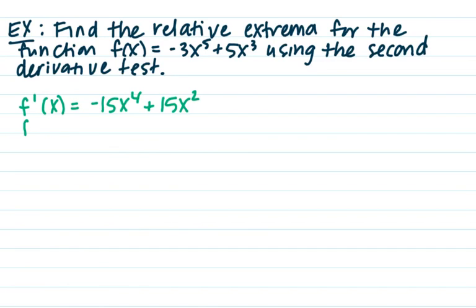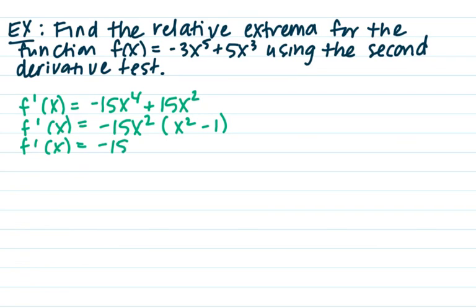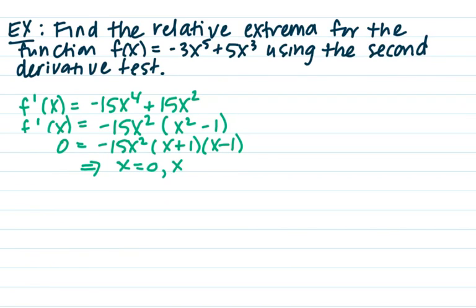So let's factor this a little bit first. I'm going to factor out a negative 15x squared times x squared minus 1, and of course we can factor that one more step. Difference of squares, x plus 1, x minus 1. Okay, let me skip a step here and set it equal to 0. So I'm looking for when that first derivative is 0, and that would occur in this case at x equals 0, negative 1, and positive 1.